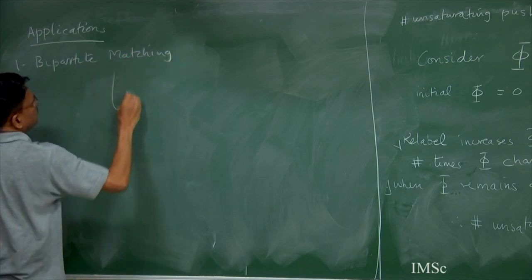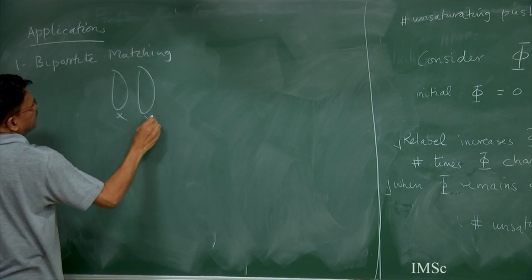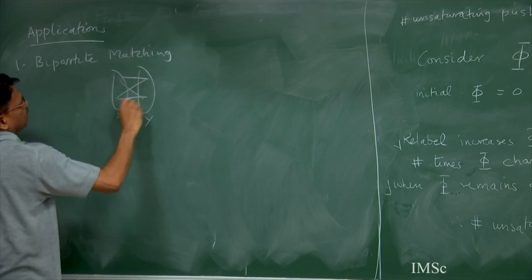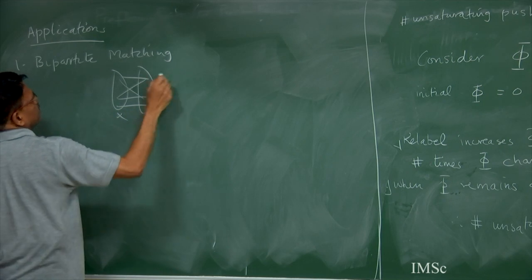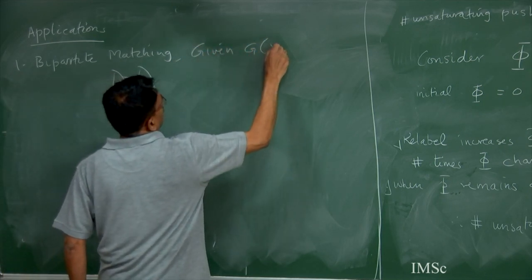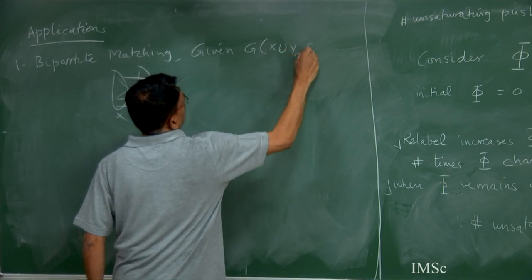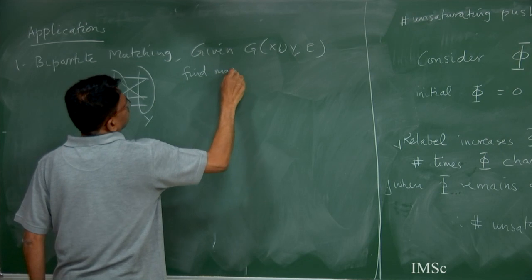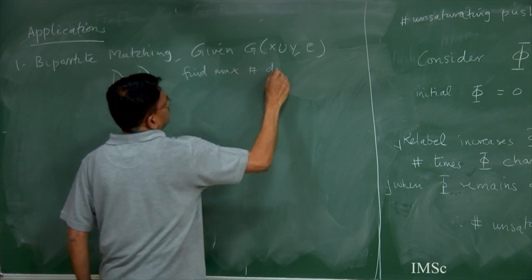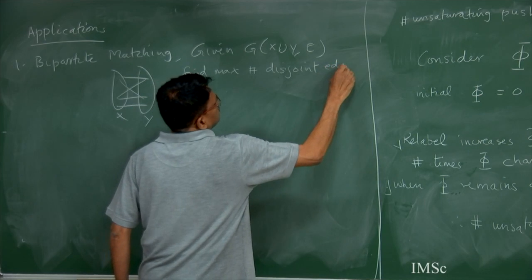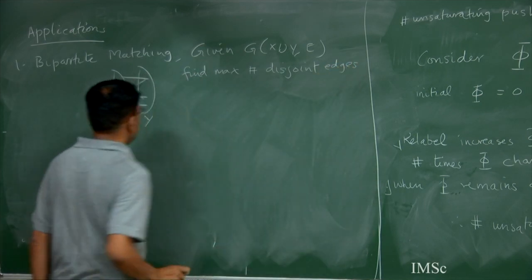So what's the problem? You're given a bipartite graph and you want to find a set of edges with no common vertex. This is what is called a matching.